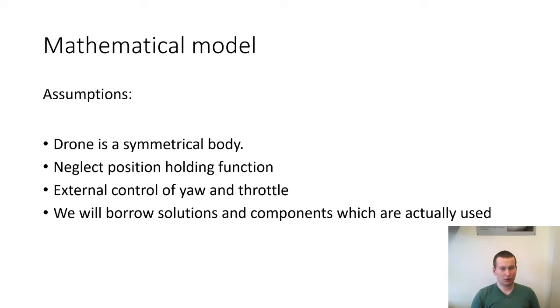To describe our model mathematically, we have made several assumptions. First, we think that our drone is a symmetrical body, and also we are going to neglect the position holding function. This means that we will have an external controller, like an operator or someone else, who will control the yaw and throttle of our drone. And we will borrow different solutions and components which are actually used in drones to give us the possibility to realize our drone in practice.